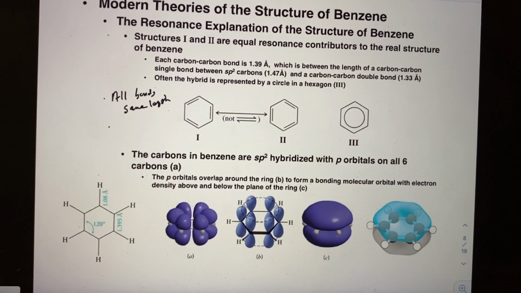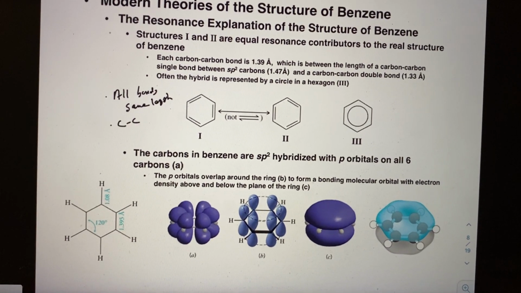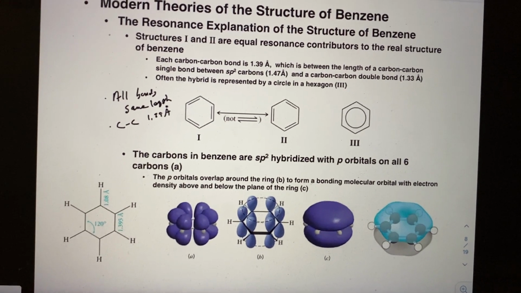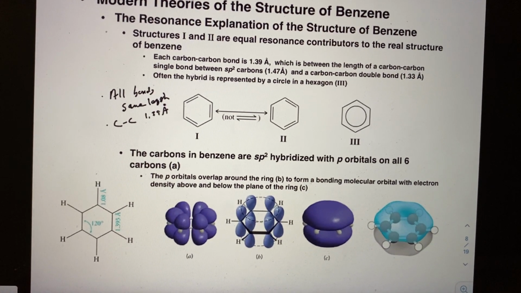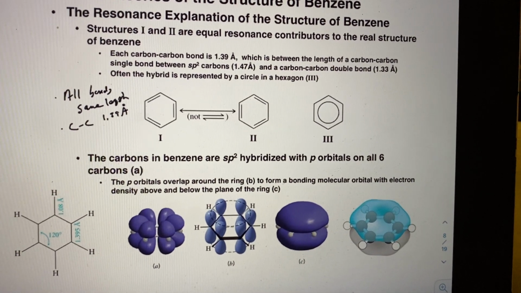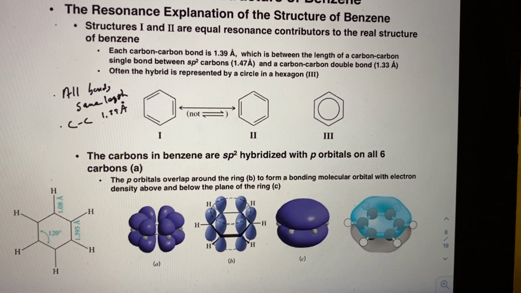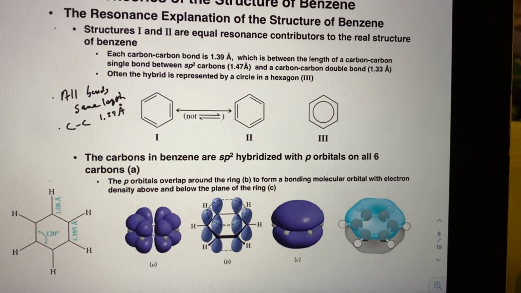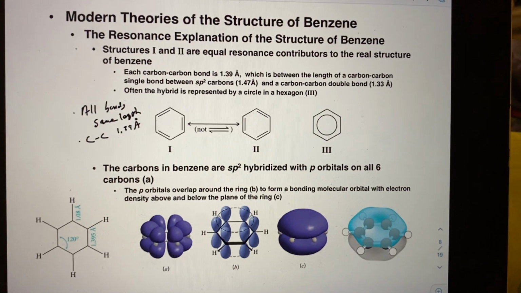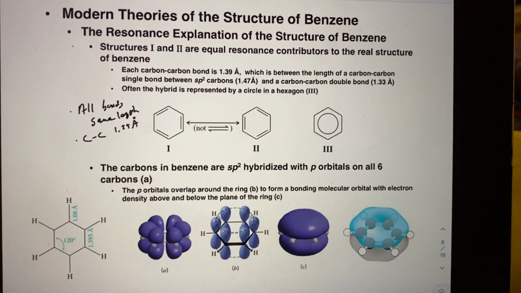And then number 2, if you look at that carbon-carbon bond length, it's going to be 1.39 angstroms. We don't need to memorize that number, but what's important is that that bond length, 1.39 angstroms, is in between the bond length of a carbon-carbon single bond and a carbon-carbon double bond connected to an sp2 hybridized carbon. So it seems that they have some double bond character, all of them.